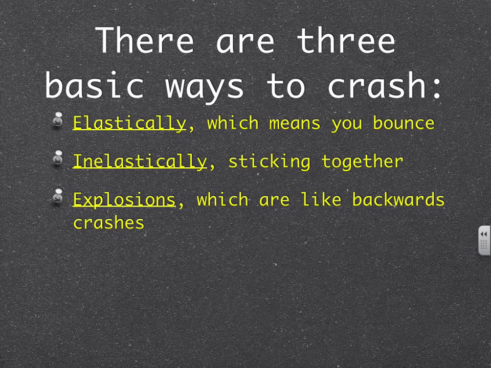Explosions, on the other hand, are like backwards crashes. If I was going one way and had an equal amount of momentum going the other way and we smashed into each other, we're going to just stop, right? An explosion is that backwards. Part of it goes flying one way and part of it goes flying the other way. We should have equal momentum going in opposite directions. We'll get into that in a little more detail.